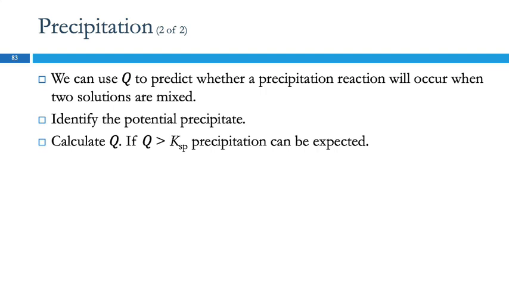So we can use Q to predict whether a precipitation reaction will occur when two solutions are mixed. First, we need to identify the potential precipitate, and then we need to calculate Q and compare it to KSP. So in Chem 1A, we would look at the combination of these two ions, and if the product was insoluble, we say a precipitation will happen. Well, now we know that everything is at least slightly soluble, and so whether it precipitates or not is going to depend on the concentration of those solutions.